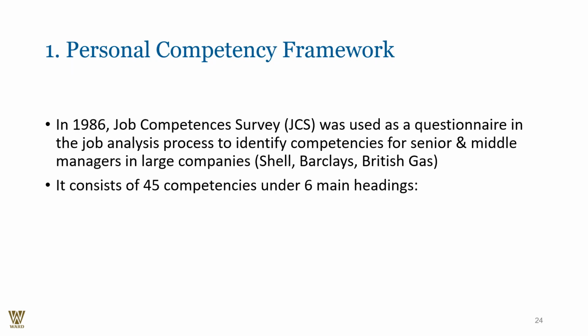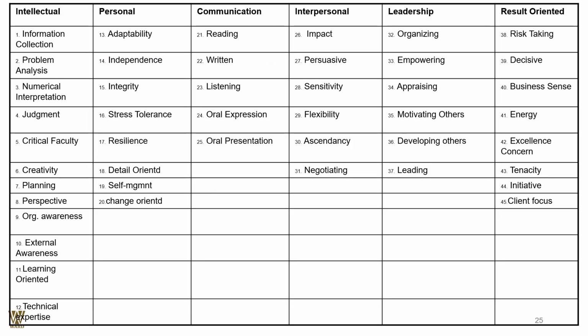For the personal competencies framework in 1986, the job competency framework was used as a questionnaire in the job analysis process to identify the competencies for senior middle managers in large companies. It consists of 45 competencies under six main headings, if I may say so. Now, I'm listing all 45. The six headings are intellectual, personal, communication, interpersonal, leadership, and result oriented.